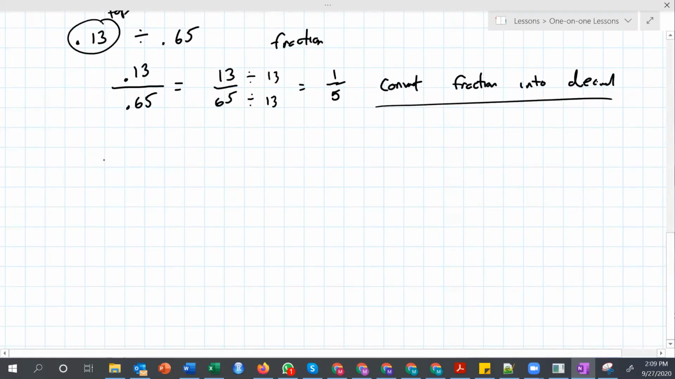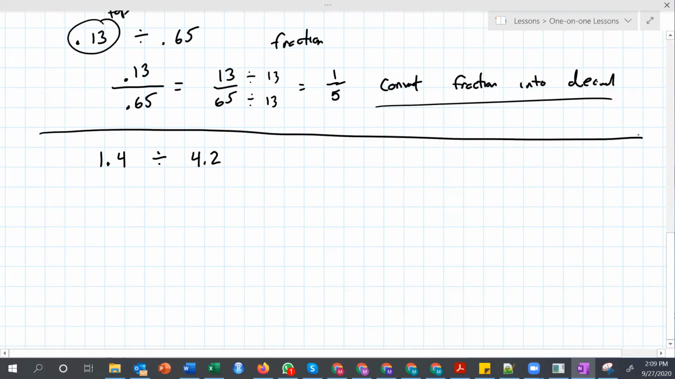How about 1.4 divided by 4.2? Give that one a try, please. Put one number on the top, put the other number on the bottom. So this becomes 14 over 42.